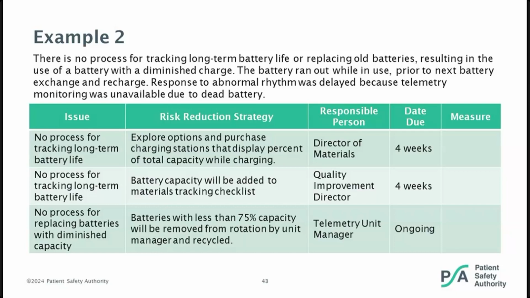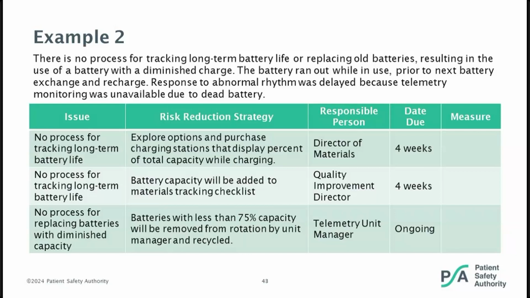So here, the issue is no process for tracking long-term battery life. So the risk reduction strategy is going to be explore options and purchase charging stations that display percentage of total capacity while charging. So we know where we're at. Are we 100%, 80%? The Director of Materials Management is going to take care of that, and it's going to be about 4 weeks to actually bring that to fruition. There's no process for tracking long-term battery life, so the battery capacity is going to be added to a materials tracking checklist. That's going to be handled by the Director of Quality Improvement. And again, they're going to give themselves a due date of 4 weeks on that.